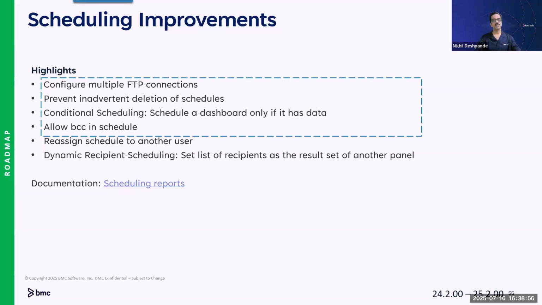There are a few other improvements on our roadmap, such as reassigning schedules to another user. This can be useful if the person who created schedules leaves the organization. You, meaning the admin, can then reassign those schedules of existing dashboards to a new user. Dynamic recipient scheduling is another feature whereby the list of recipients of a schedule is not static, which is the case now, but it's generated dynamically as the result of another dashboard or another panel.